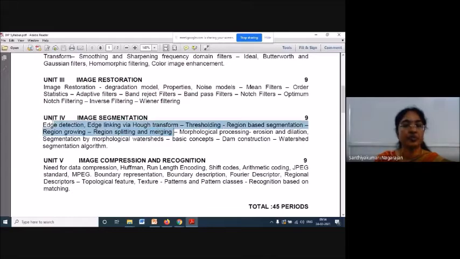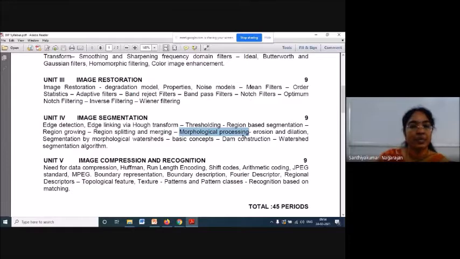So up to 50% of the image segmentation unit, you're going to study segmentation done by means of either edge or region. Then you're going to study in depth certain basic mathematical structures available to analyze your image and to segment your image.